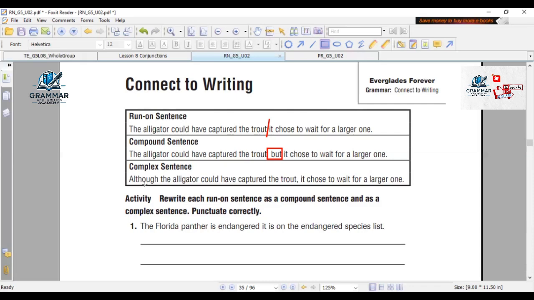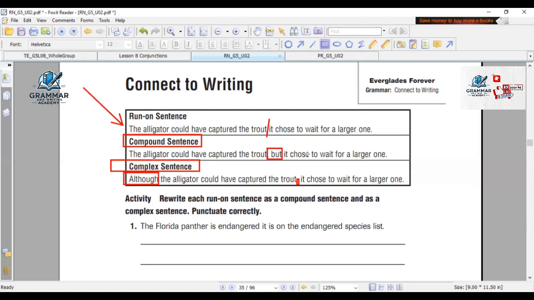So although the alligator could have captured the trout, comma. Although here comes at the beginning, followed by a sentence, followed by a comma, right? Although the alligator could have captured the trout, comma, it chose to wait for a larger one. So this run-on sentence up here, we can write it in two ways. The first way, with a coordinating conjunction to form a compound sentence. And the second way, with a subordinating conjunction to form a complex sentence.